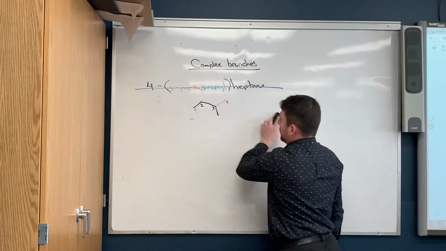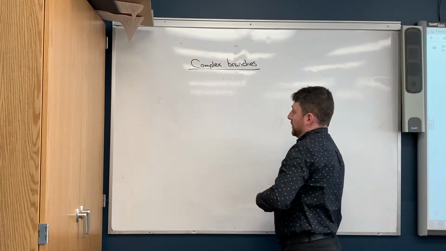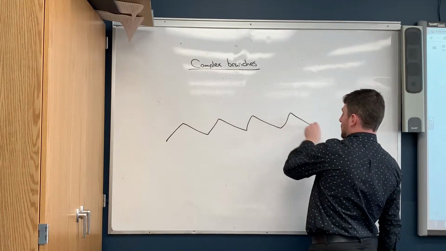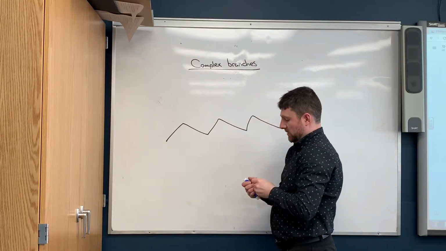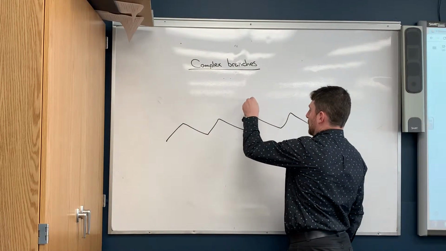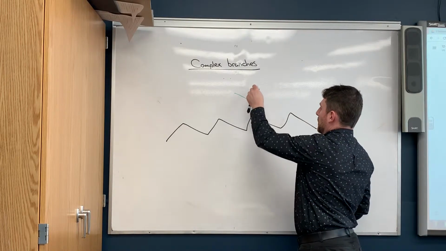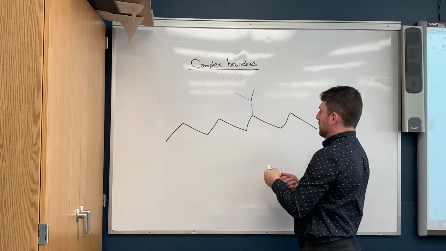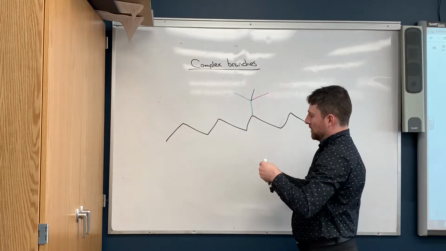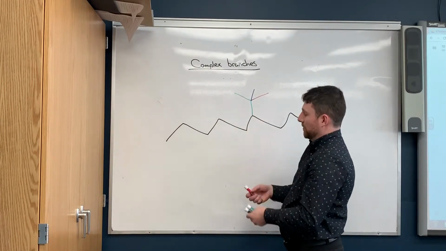So lastly, I'll just quickly go over a few other common complex branches. So here's one with 2 additional branches on our main branch.